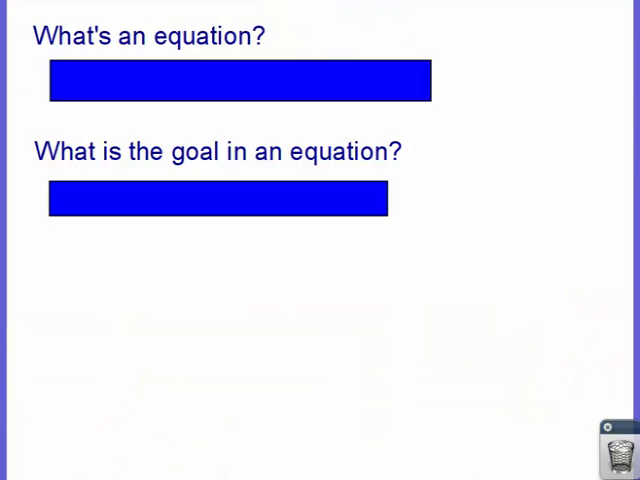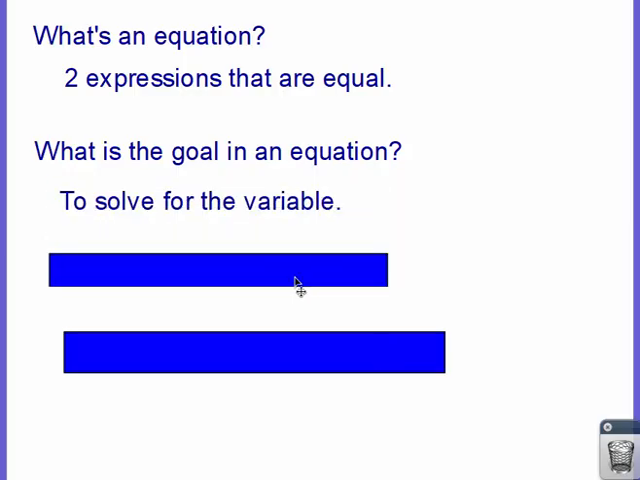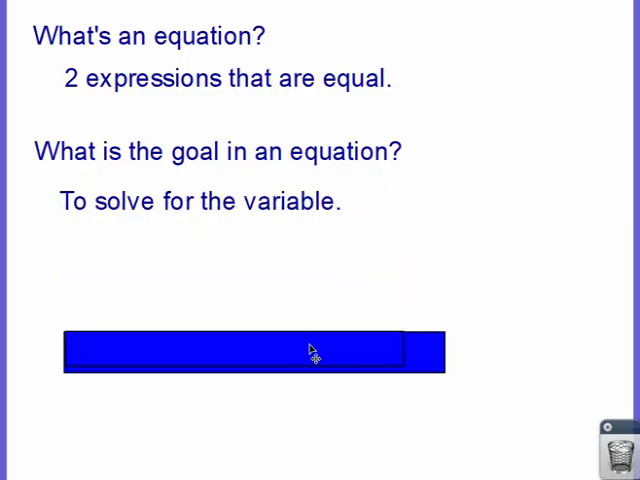So let's first talk about what is an equation. Well, an equation is two expressions that are equal to each other. It's all it amounts to. It's one side equal to another side. All right? Now the one thing that's different with algebraic expressions is that you will have variables or letters in the problem. So what is the goal then of an equation? To solve for the variable, to figure out what the unknown is. That is our one goal.